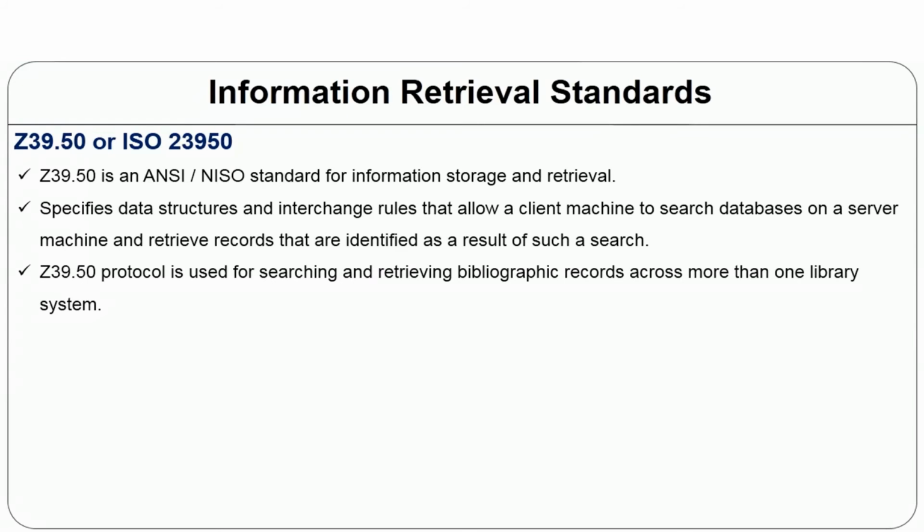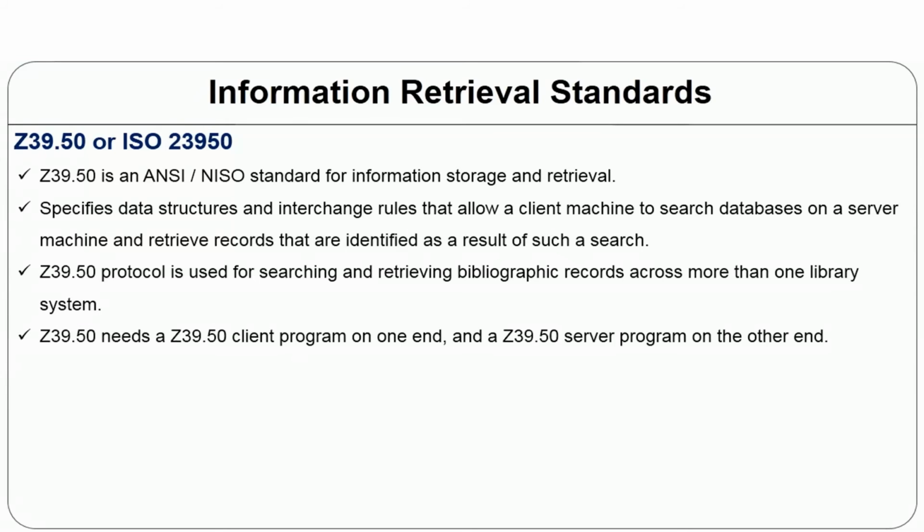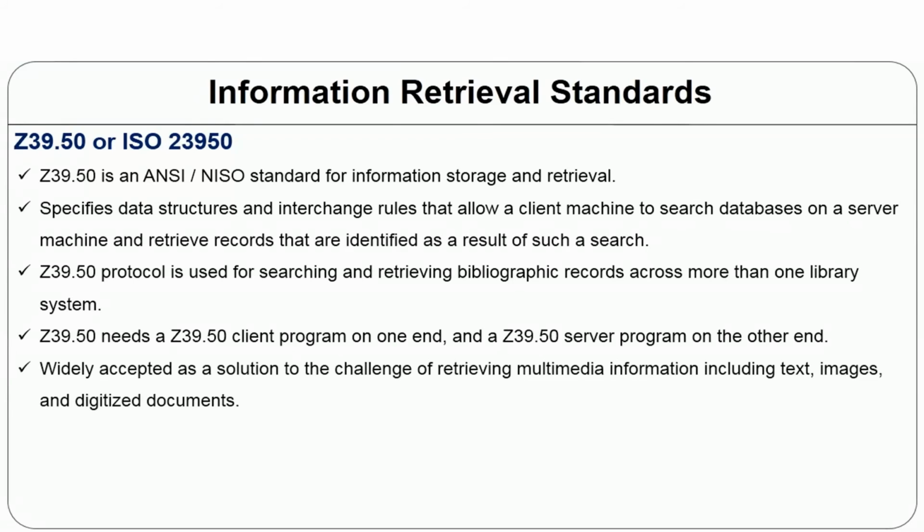The Z39.50 information retrieval protocol is used for searching and retrieving bibliographic records, not the content, across more than one library system. So bibliographic records can be exchanged by using the Z39.50 protocol. This needs a client program on one end, and the server also should have a server program. So with Z39.50 at server and client, both will interact for exchange of bibliographic records. This is a widely used standard.